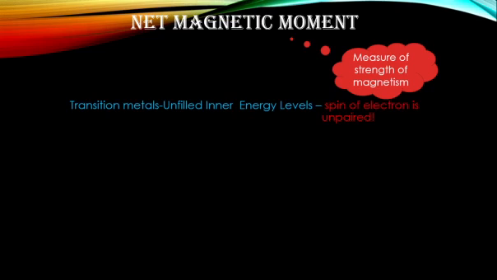So the transition metals have unfilled inner energy levels, or you can say the electrons in the inner energy levels will have their spins unpaired because they are unfilled. They are not paired, so this contributes to the magnetic moment of the material. If you consider iron, which has atomic number 26, that means 26 electrons are present.